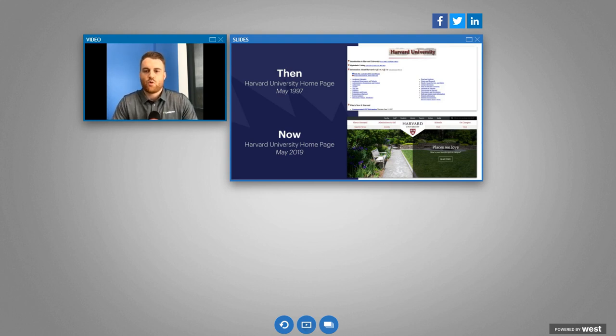I pulled this quick example of Harvard University. Their homepage from 1997, they're probably one of the first universities who had a website and a homepage. This is only about 6 years after the first website launched. And so they were probably on the cutting edge. And by 1997 standards, their website was probably pretty good. But you compare that to their homepage recently, and you can see that there's a vast difference. And obviously, design has come so far that that's what people expect.